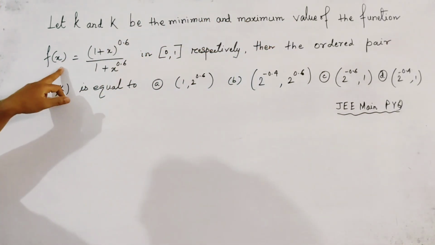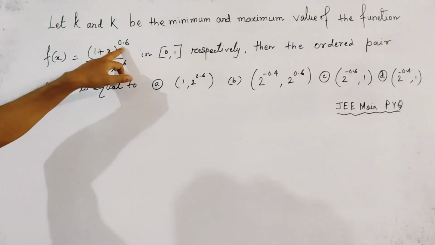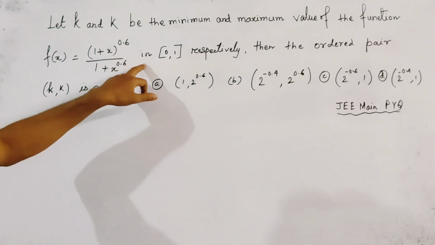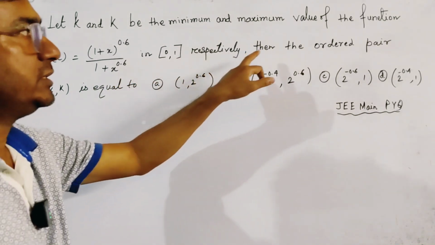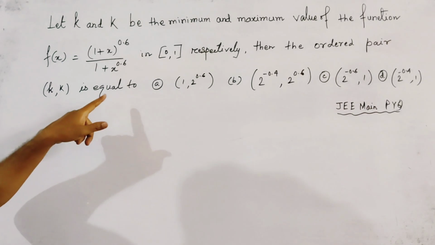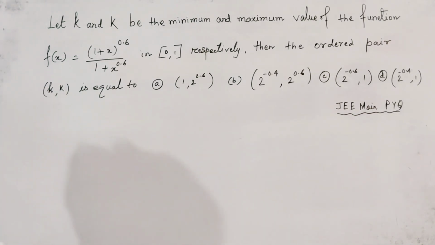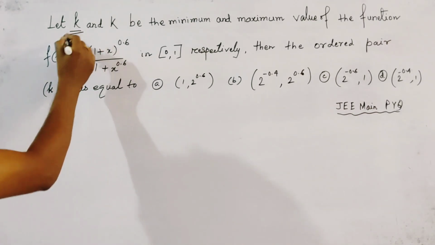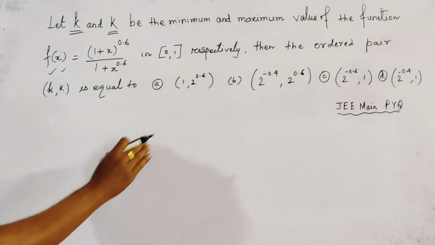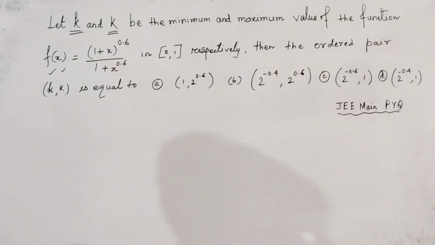This is given by f(x), which is (1 plus x to the power 0.6) by (1 plus x) to the power 0.6 in [0, 1] respectively. Then the ordered pair (small k, capital K) is equal to. That is, we have to find the minimum value of this and maximum value of this. Then we can write easily the ordered pair.